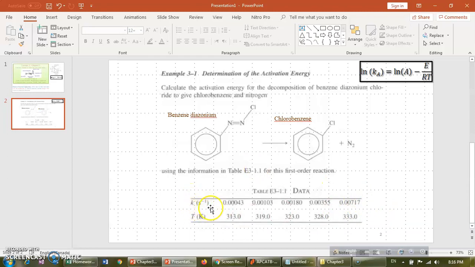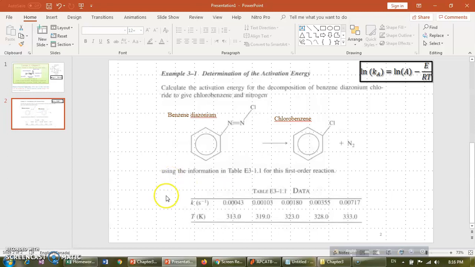If you look into the unit of k, it is in second inverse, which means it is a first order reaction. If you remember the units of the reaction rate constant, the reaction can be zero order, first order, second order, third order, and so on. Usually we have learned about these units, and if we have a time inverse unit in a reaction rate constant, it is a first order reaction. So we will use this experimental data to find the activation energy, Ea, and the pre-exponential factor, A.